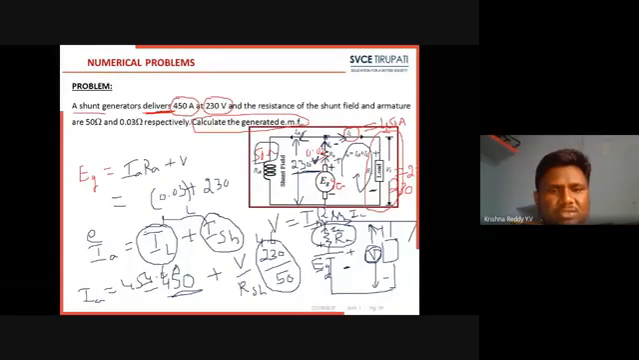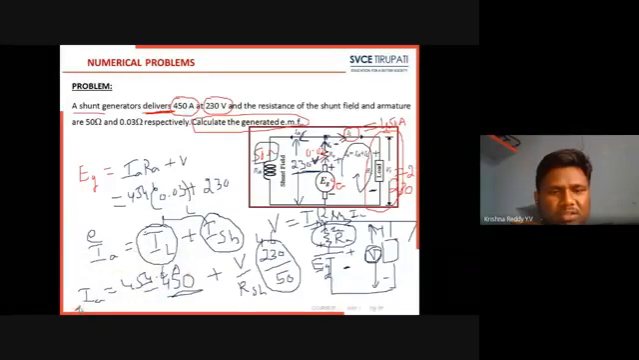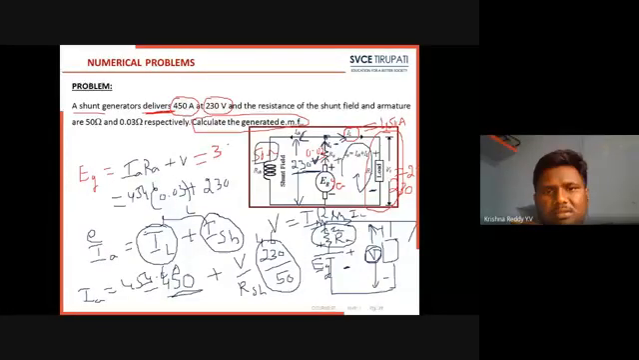Now substitute 454.6 in the induced EMF equation. What is the induced EMF value? By substituting in that equation, the induced EMF value is 366.2 volts.